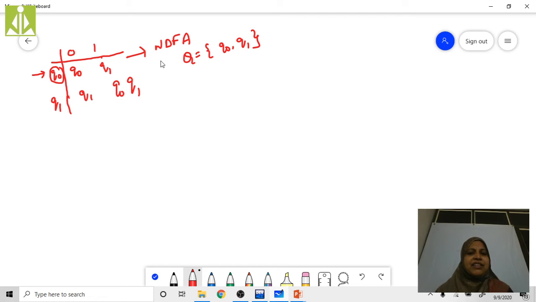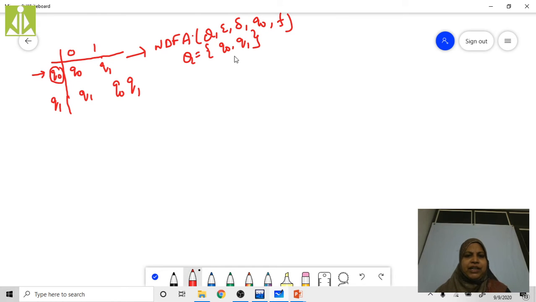First, this NDFA is consisting of how many number of states? 2 states, Q0, comma Q1. Right? Here, NDFA is consisting of how many number of tuples? Q, sigma, delta, Q0, F.